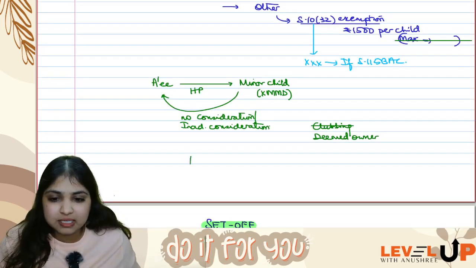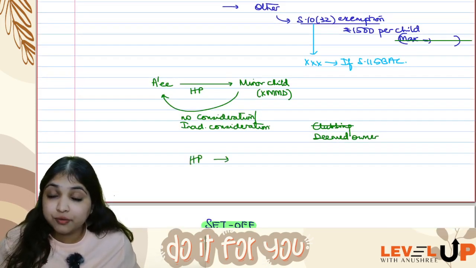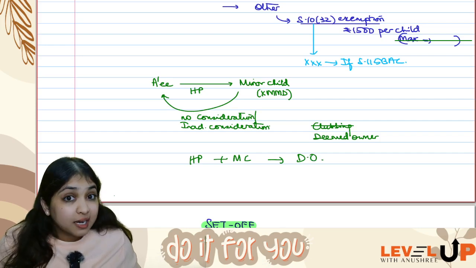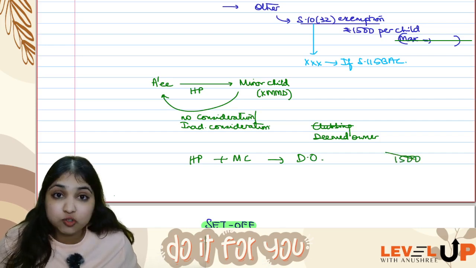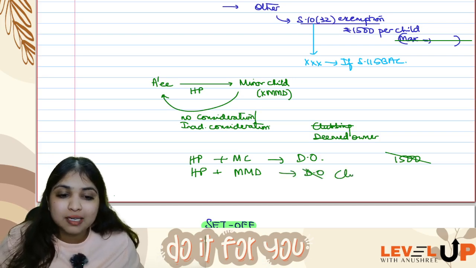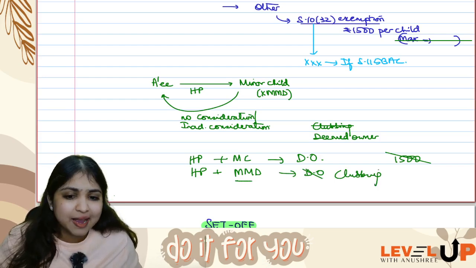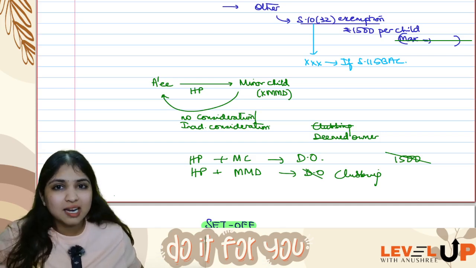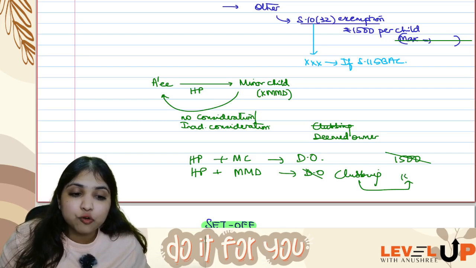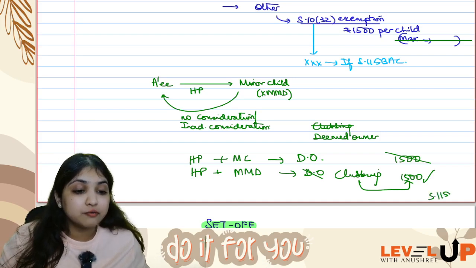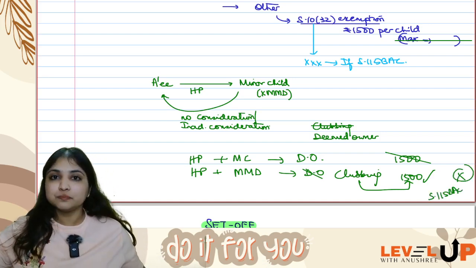Understanding in simple words, house property plus minor child, which concept will you apply? Deemed donor concept you will apply. In the deemed donor concept, do you have 1500 exemption per child and all? No. If it is the same house property plus minor married daughter, then the deemed donor concept will not apply. So automatically what will apply? The clubbing concept will apply, because for any minor child, whether a minor married daughter or any other minor child, the clubbing concept will apply. So therefore you will enjoy 1500 exemption per child. But if the assessee is following 115BAC, the 1500 exemption will go away.